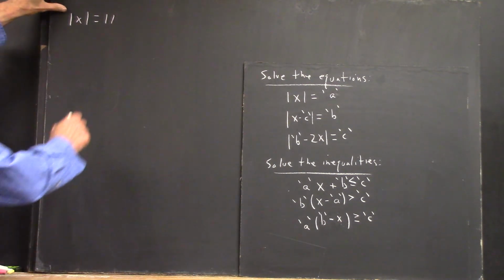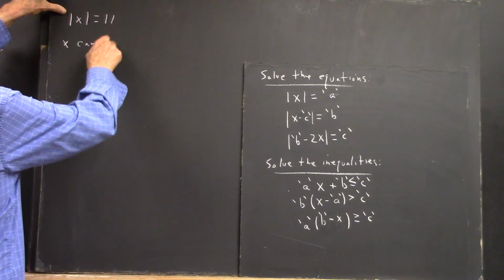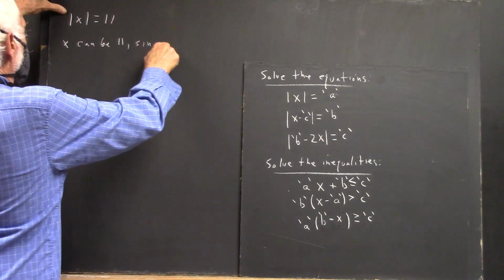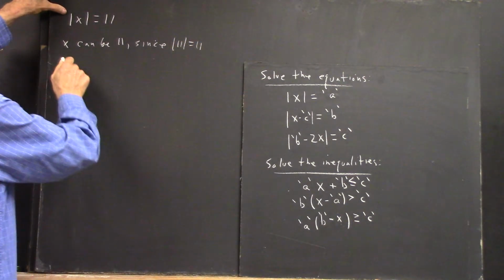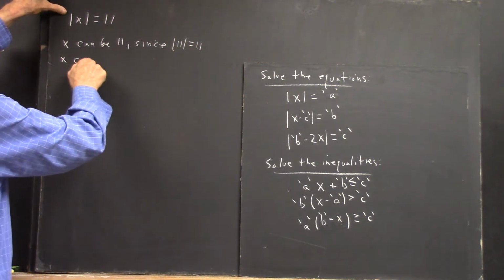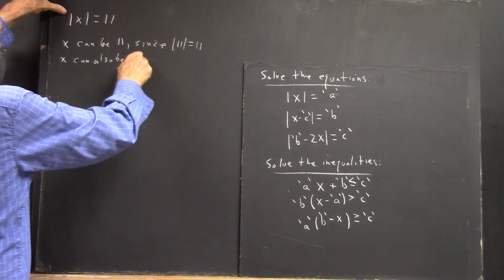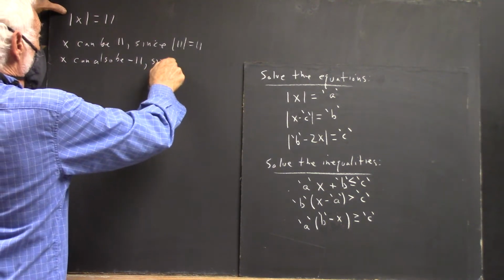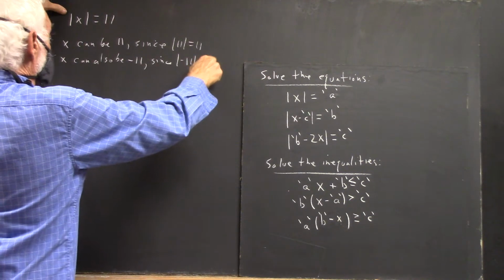So x can be 11, since the absolute value of 11 equals 11. x can also be negative 11, since the absolute value of negative 11 equals 11.